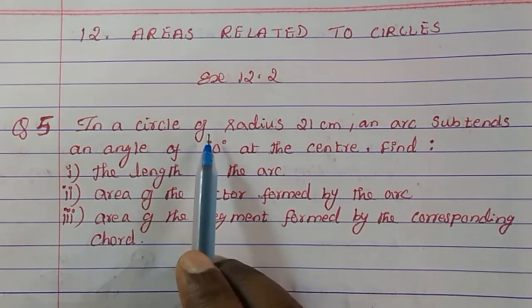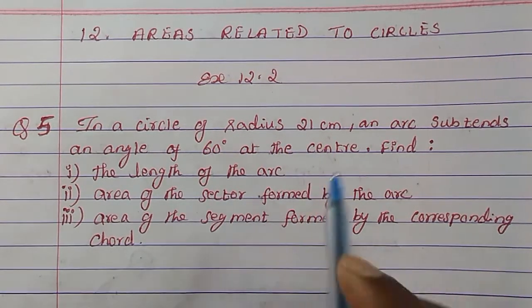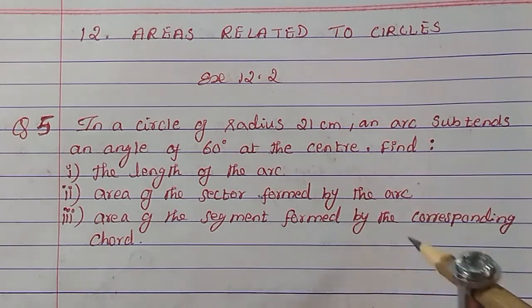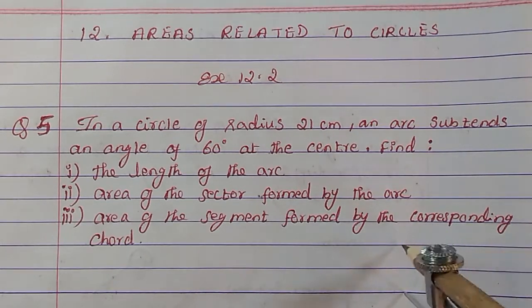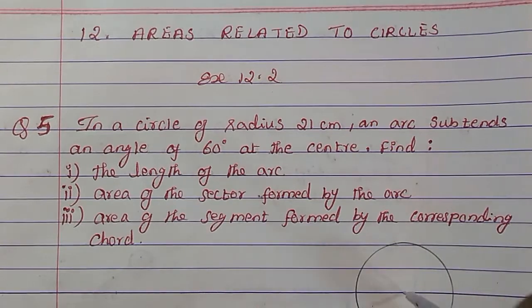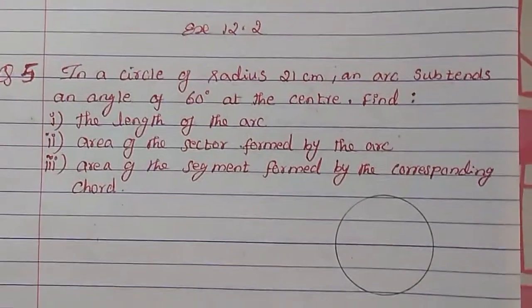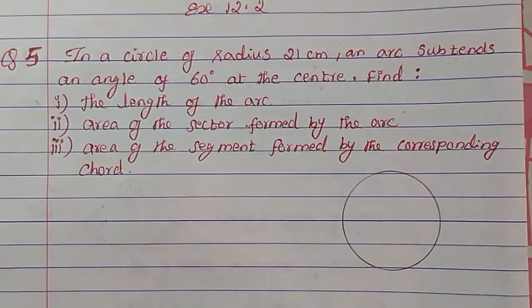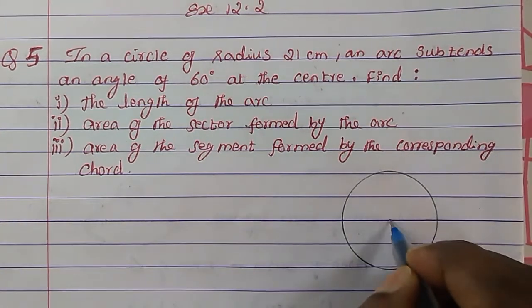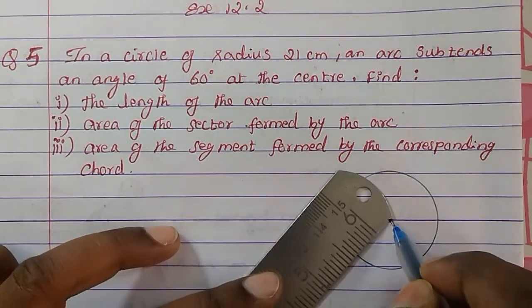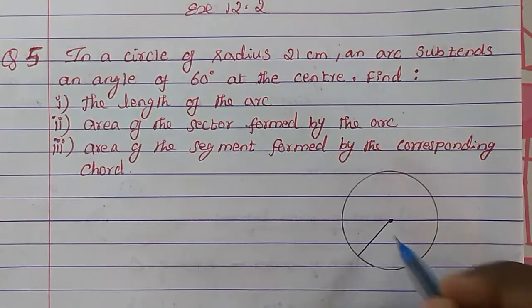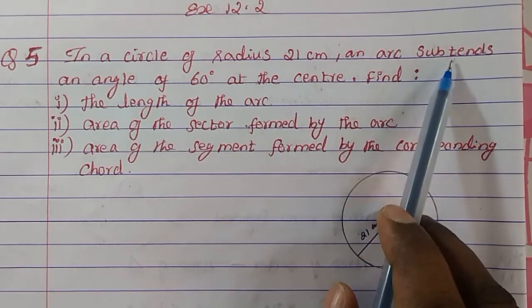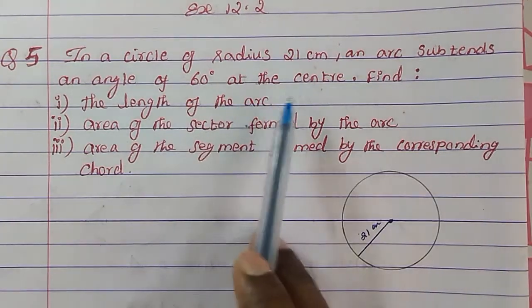In a circle of radius 21 centimeter, so there is a circle. Let me draw a circle. Okay, so there is a circle. In a circle of radius 21 centimeter, so that means there is a radius of 21 centimeter. So radius 21 centimeter. An arc subtends an angle of 60 degree at the center.